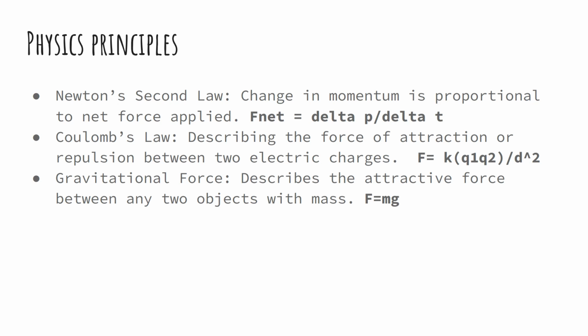So, physics principles that are applied here. It's the same as lab 1 to a significant extent. It's Newton's second law, that's just F net equals delta p over delta t. Coulomb's law, F equals k q1 q2 divided by d squared, and the k is the Coulomb's constant that we all know is in the formula sheet, so that's 1 over 4 pi epsilon naught. And the gravitational force, it's just F equals mg. So that's pretty straightforward stuff, right?